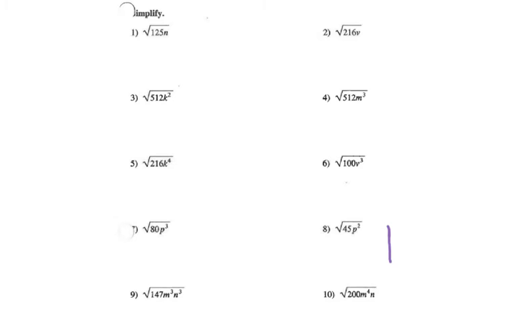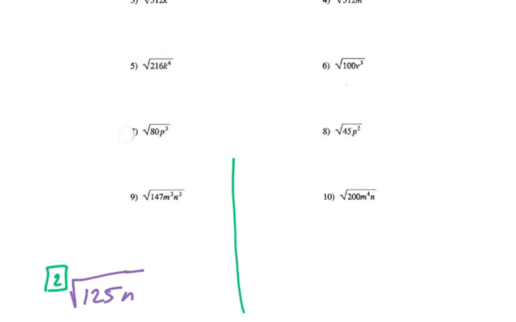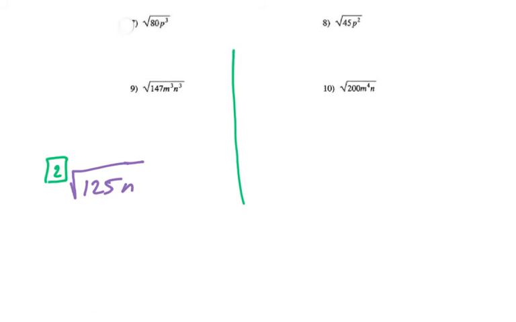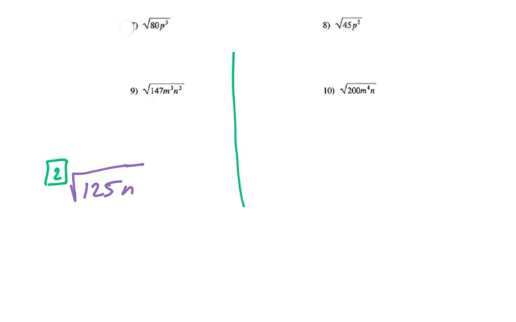The first one is going to be the square root of 125n. Now remember, anytime it's a square root, the index is 2. So we're looking at pairs of 2. Let me make sure I wrote that right. Yeah, square root of 125.